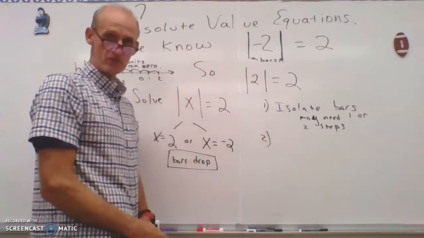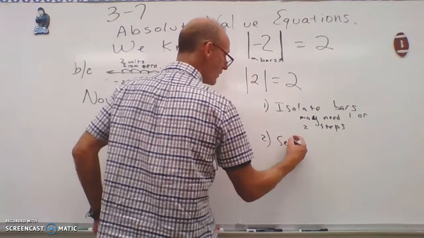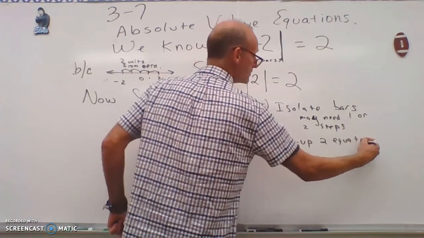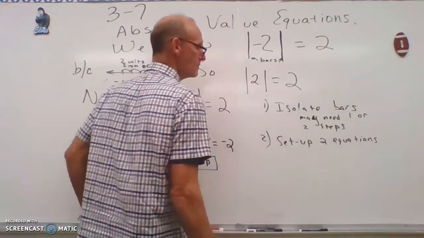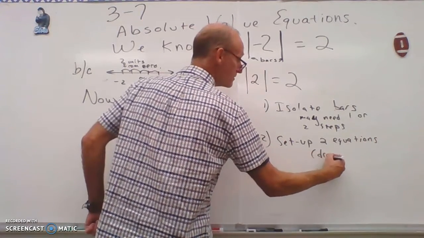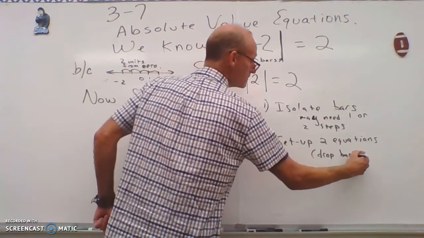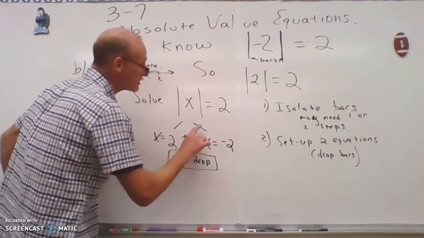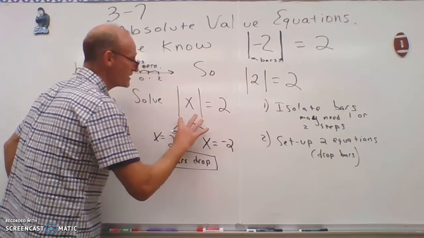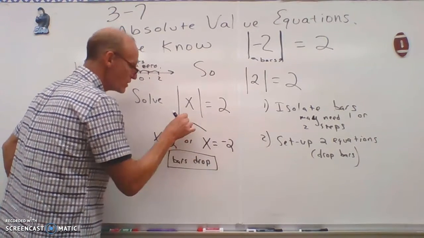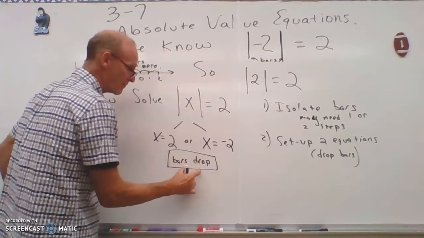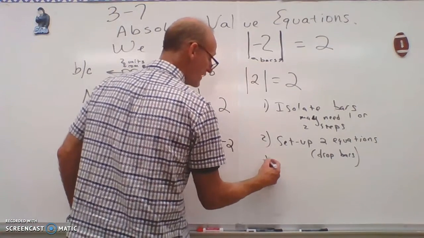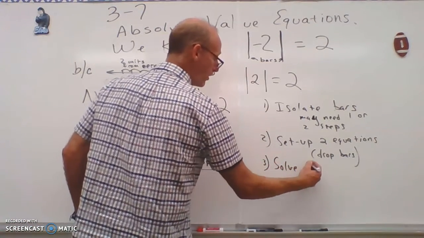The second thing you have to do is set up 2 equations. Okay, and then drop bars to follow the definition, just like I did here. Here's the equation, the absolute value of x equals 2. You write 2 equations and the bars drop. Okay, and then 3, solve both.